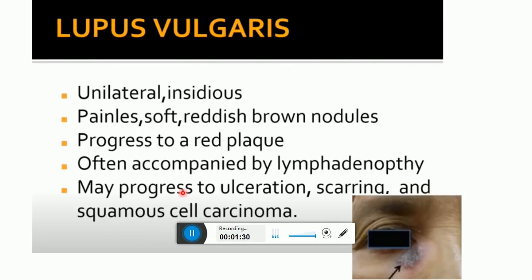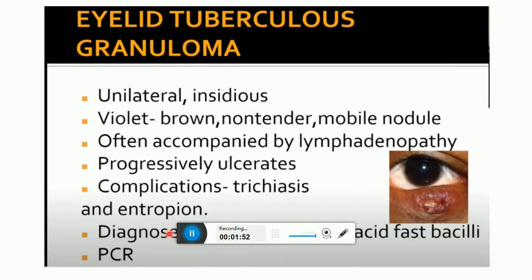So it may involve the eyelids, known as lupus vulgaris. These are reddish brown eyelid nodules as shown in the picture, unilateral, insidious. These are painless, soft, reddish brown nodules. They progress to a red plaque. They are often accompanied by lymphadenopathy, and may progress to ulcers, scarring, and squamous cell carcinoma. So these are known as lupus vulgaris.